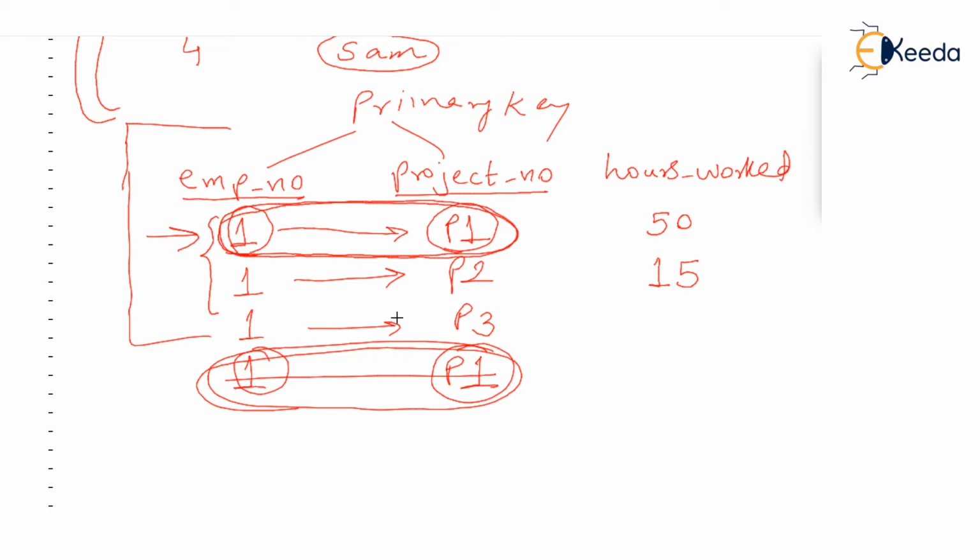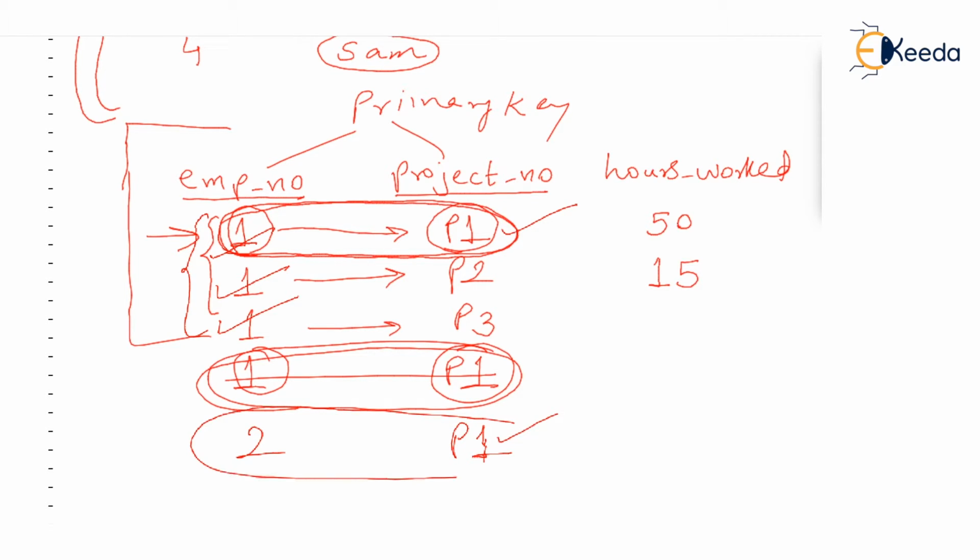Watch that. The employee number column can have repeated values 1, 1, 1, isn't it? Similarly, some second employee is working on project P1, the same project on which employee number 1 is working. So we can have project number also repeated, but the combination of employee number and project number cannot be repeated.